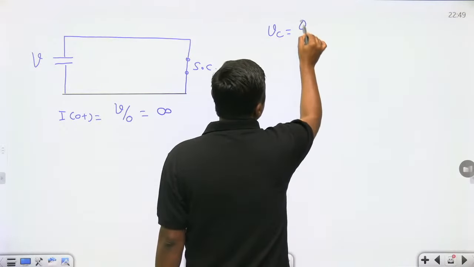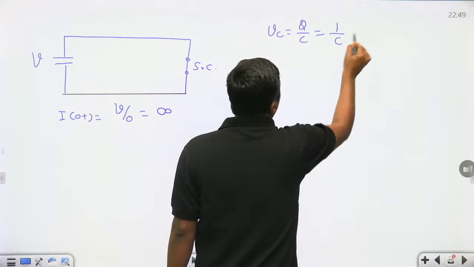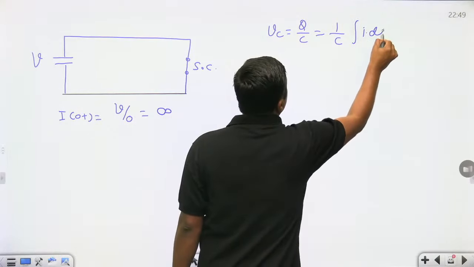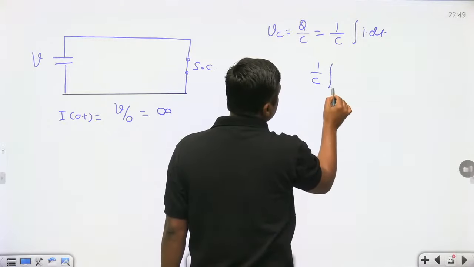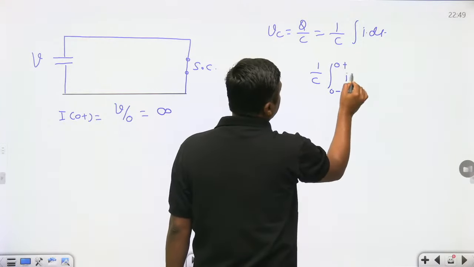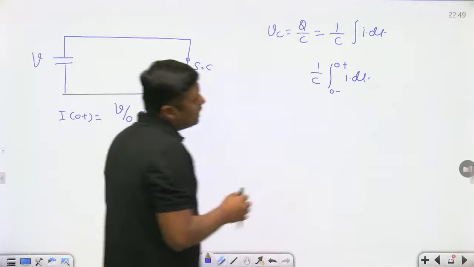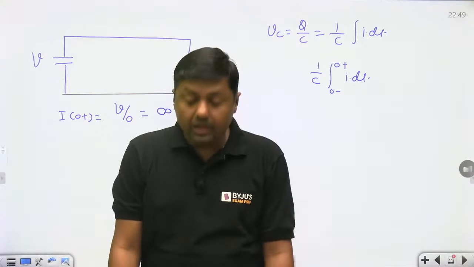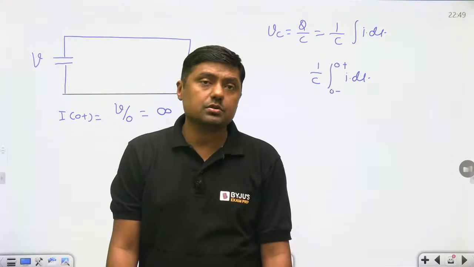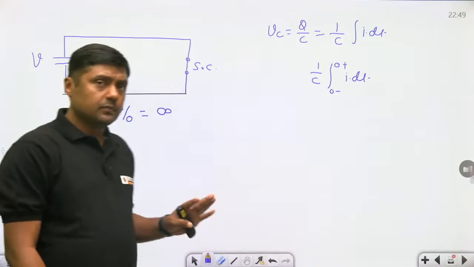And what is the voltage across the capacitor? Q by C. This is nothing but 1 by C integral of i dt. If it is an impulsive signal, 1 by C integral from 0 negative to 0 positive of i dt. Then the capacitor will allow a sudden change of voltage, and that is the reason. Capacitor will allow the sudden change of voltage.